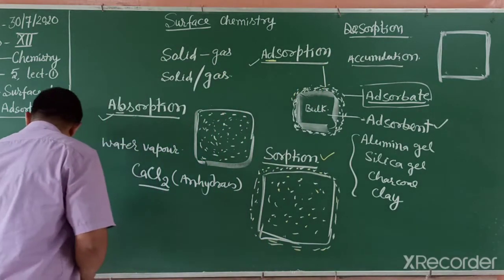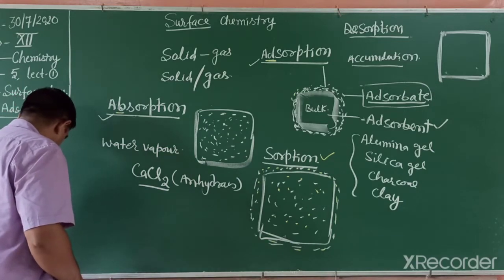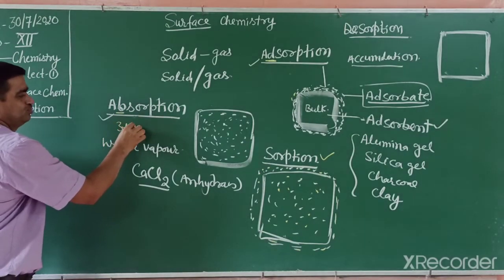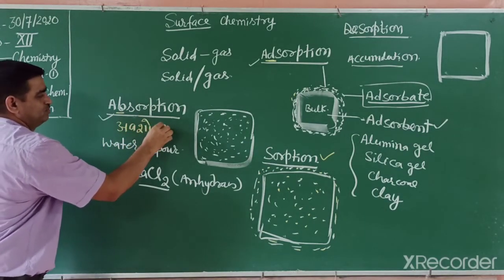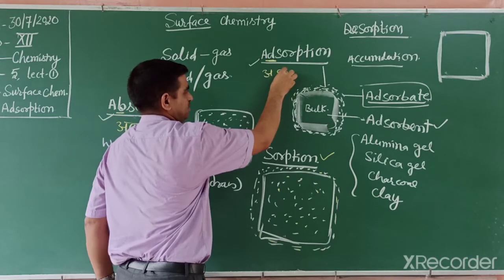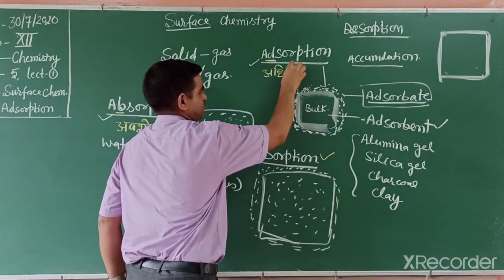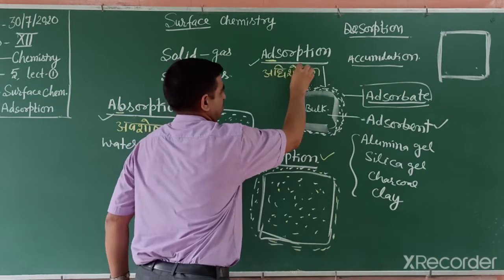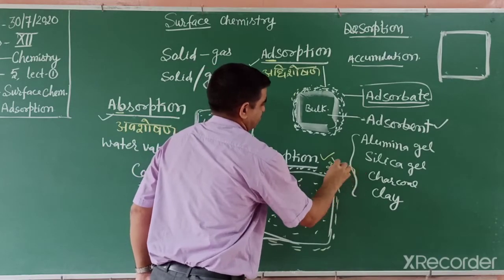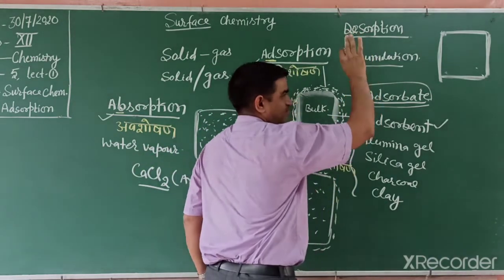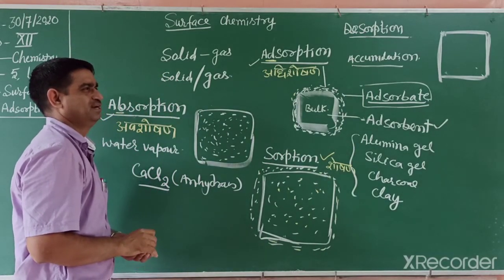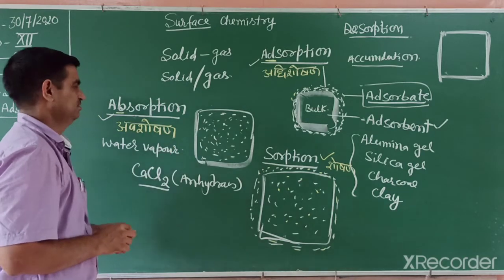Students, in Hindi, what are the names? Sometimes students ask, what is the Hindi of absorption? That is avshoshan. This one is adhisoshan, and this one you can say shoshan, and for removal, vishoshan, or we can say release out. So it is more difficult to remember in Hindi than in English.